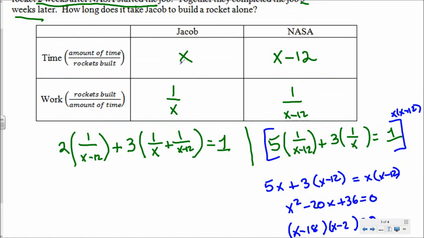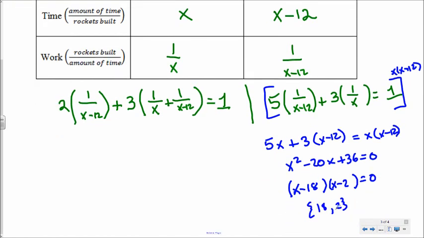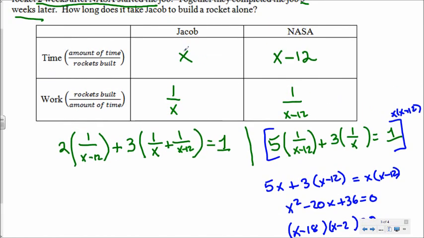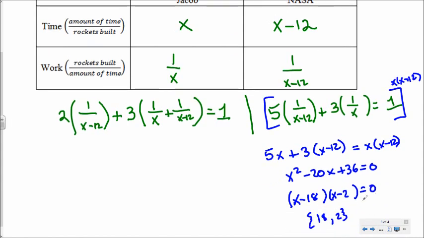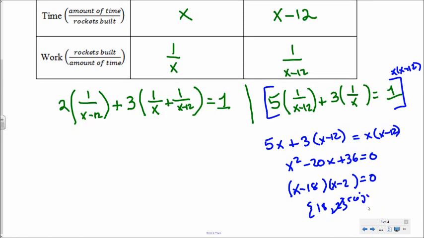Now, if you consider the viability of these 2 solutions, if I go back up, 18 would tell me that it takes Jacob 18 weeks and NASA 6 weeks. Now, that's a perfectly valid answer. But if you accept 2, it takes Jacob 2 weeks, it takes NASA negative 10 weeks. And again, just like before, negative time means you're going back in time, which is, of course, impossible, as any NASA engineer will tell you. So you really only get 1 viable solution, which is that it takes Jacob 18 weeks to complete a functioning rocket.